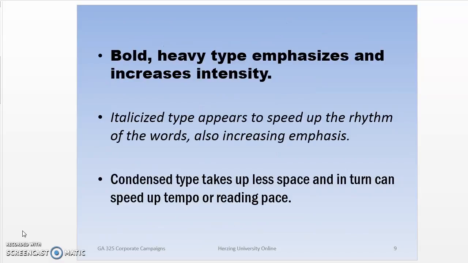Bold, heavy type emphasizes and increases intensity, as you can see here in the bullet point. Italicized type appears to speed up the rhythm of the words, also increasing the emphasis just because it's slanted to the right, and in a sense it creates a little bit of a feeling of motion. Condensed type takes up less space and in turn can speed up the tempo or reading pace. Again, similar to italicized, where it creates motion in a sense because it's pushing those words closer together, which makes it seem like it's going faster.